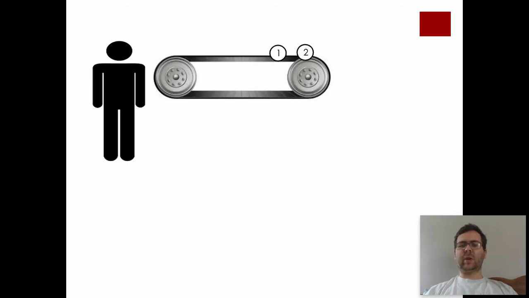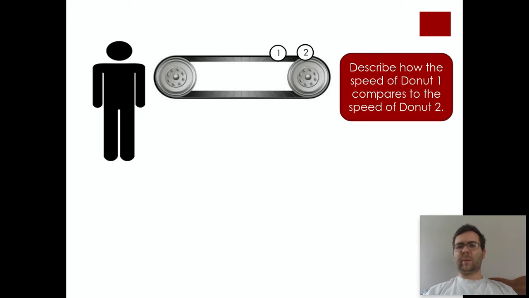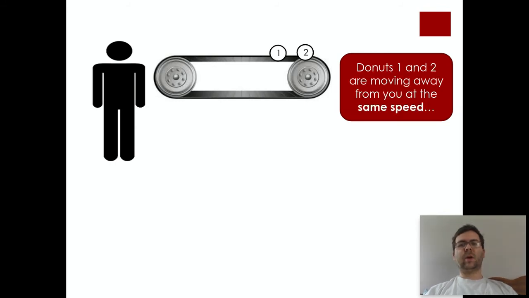Okay, so if I asked you a question about the speed of these donuts, how would you describe how the speed of donut one compares to the speed of donut two? Take a minute to answer that question. Describe the speeds of the two donuts. Okay, hopefully you could tell me that donuts one and two are moving away from you at the same speed, right? Because they're both on a conveyor belt, so they're being carried along at the same speed, and so they're moving away from you at the same speed. The farther one moves away at the same speed as the closer one.